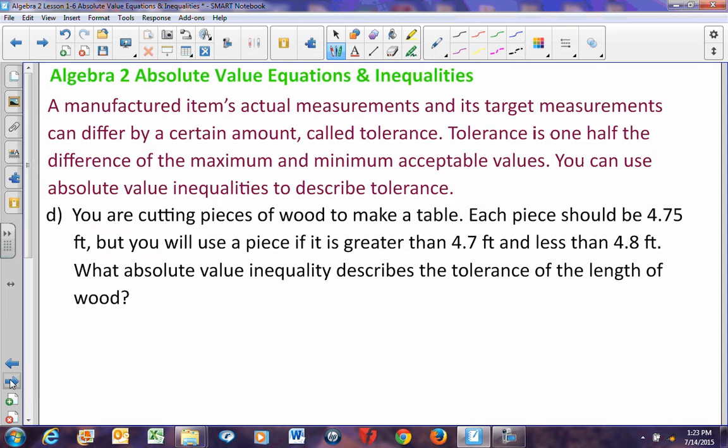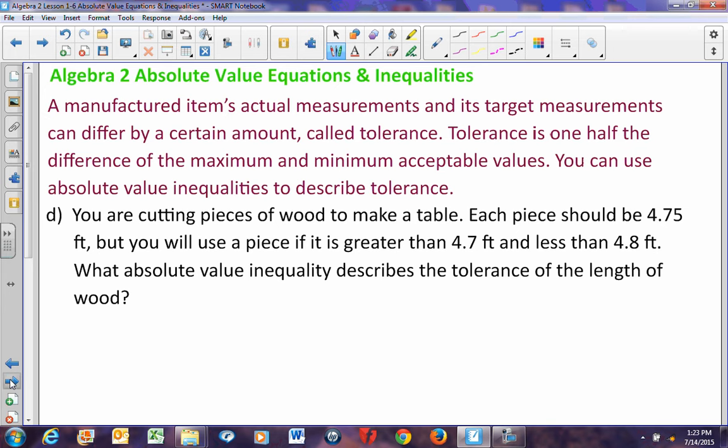Now we're going to go into tolerances. A manufactured item's actual measurements and its target measurements can differ by a certain amount. This is called the tolerance. When they say that a box of cereal weighs 16 ounces, they can be off by a fraction of an ounce either direction. That's called a tolerance.